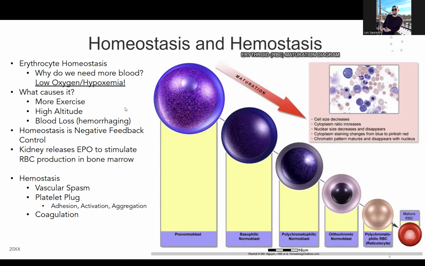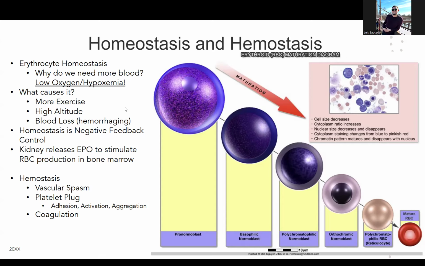Homeostasis is a negative feedback loop. So again, if I start working out a lot, like every single day, I'm going to need more red blood cells to keep up with the amount of oxygen my cells are requiring. So I'm going to create more red blood cells to meet that demand.